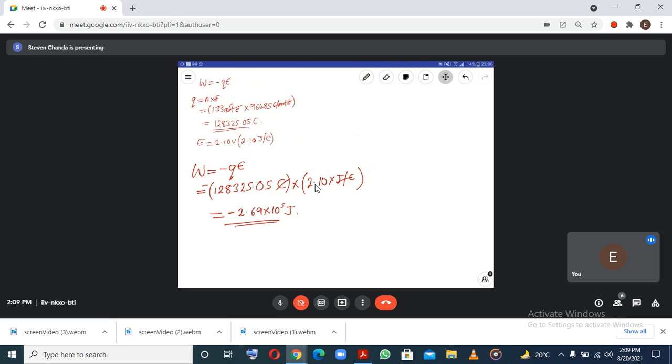But the take home point is that I hope you've been able to see and appreciate just how important Faraday's constant is in this.